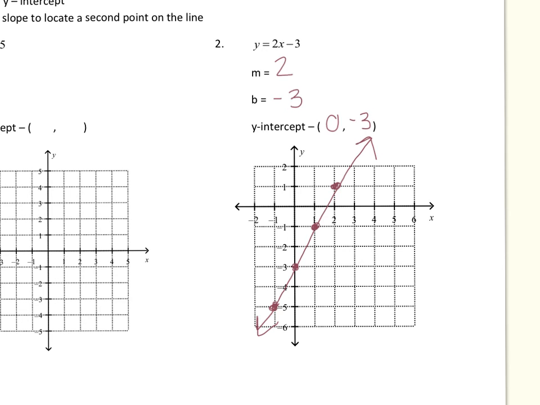So here is the graph for the second problem. You should have gotten a slope of 2 or 2 over 1, right? So you can write this as 2 over 1, and then your y-intercept was negative 3.